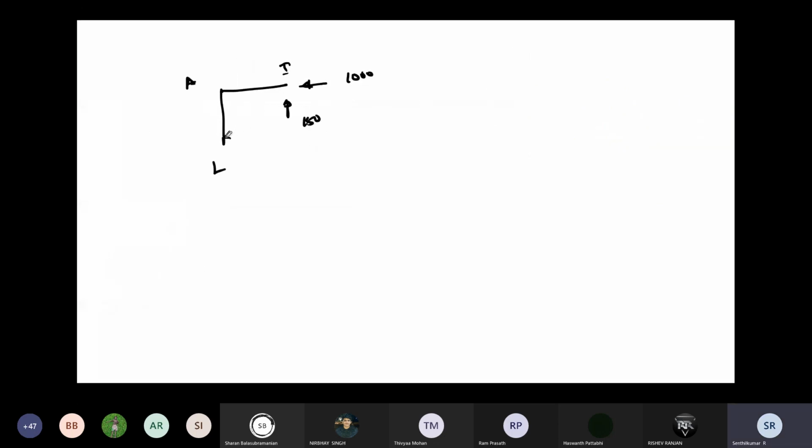So what about my bending moment diagram then? At A, what is my bending moment? This is 8 feet. What will your bending moment be? So 150 into 8, clockwise. So we will get 150 into 8 kN-m. Here there will be 0 moment, right? Zero bending will be there.